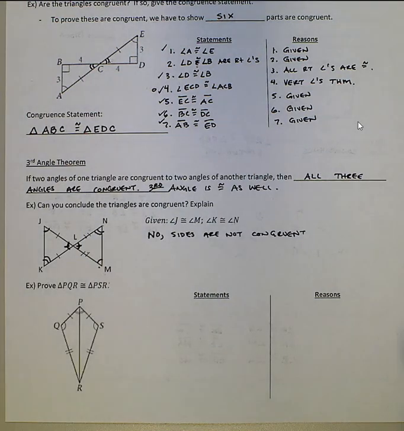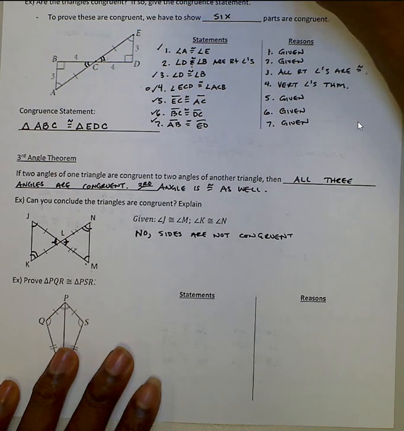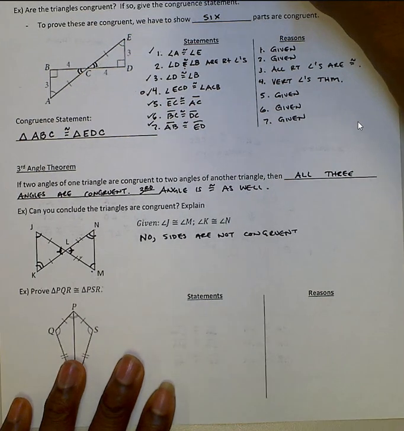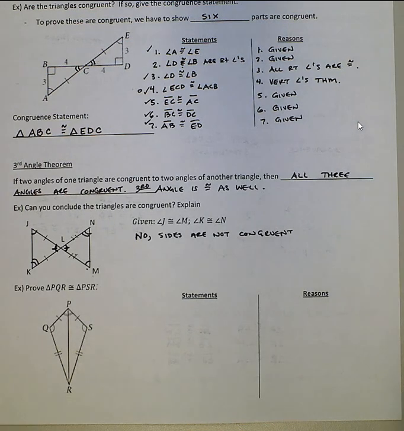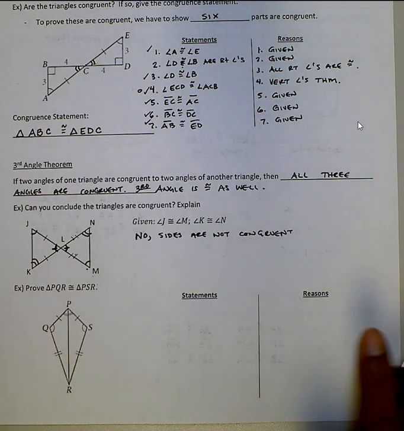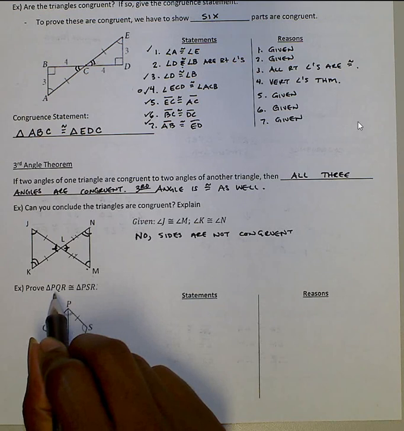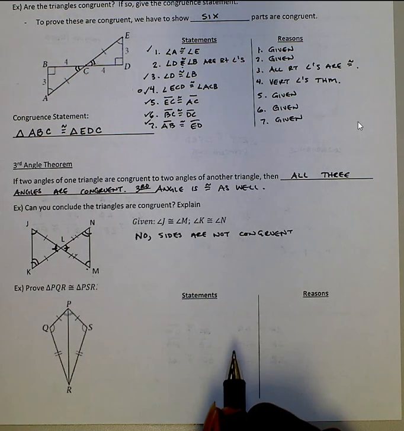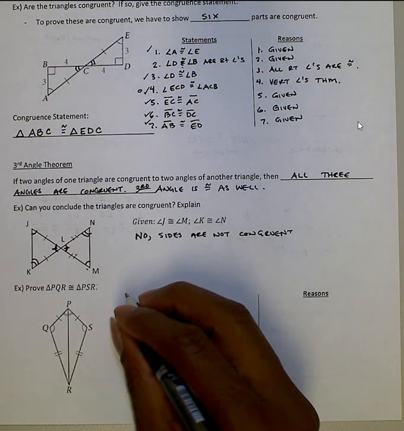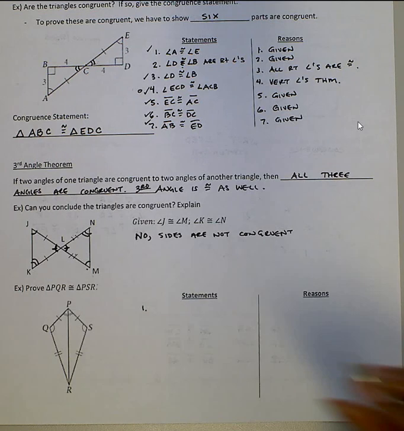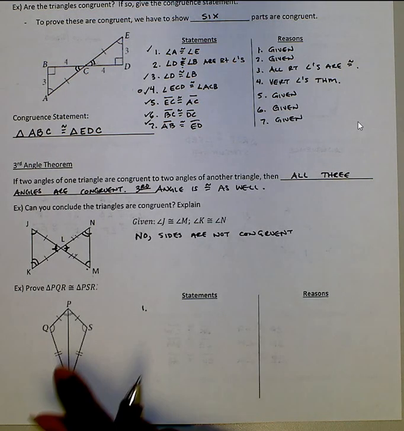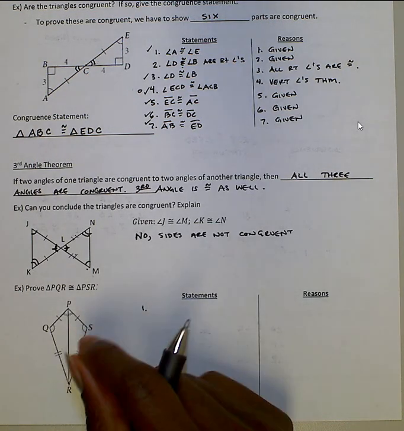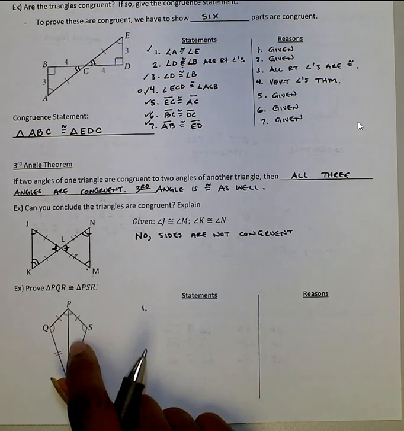All right. So last one, we are going to prove that 2 triangles are congruent to each other from scratch. So here we go. They want us to prove that triangle PQR is congruent to triangle PSR. And so I'll start. Remember that we can have givens from a bunch of different ways. It can either be in our diagram or it can be given statements. In this case, all of our givens are in the diagram.